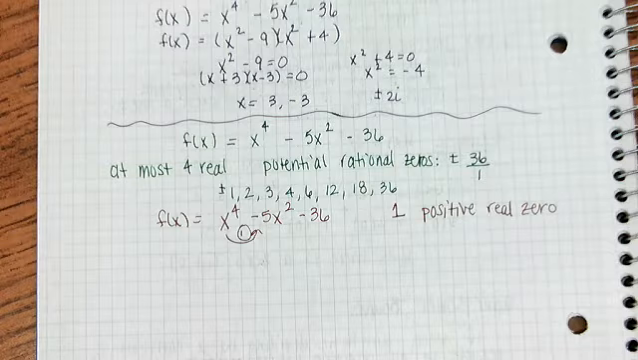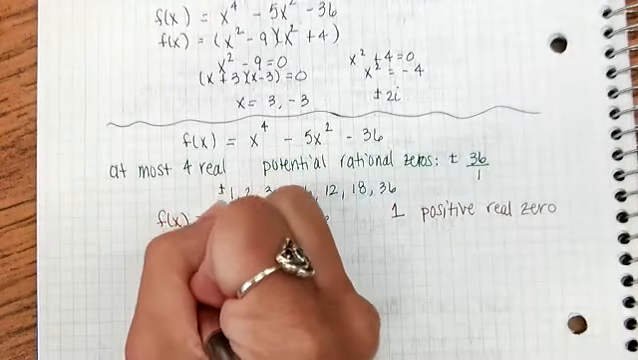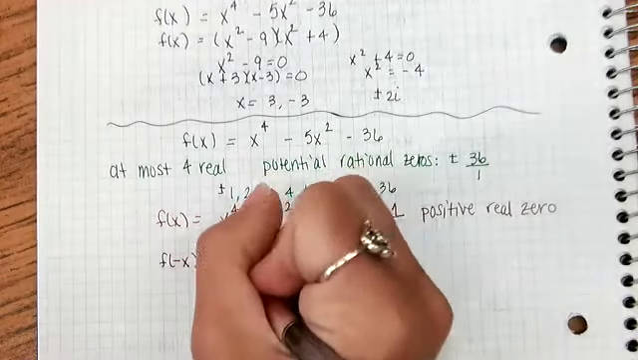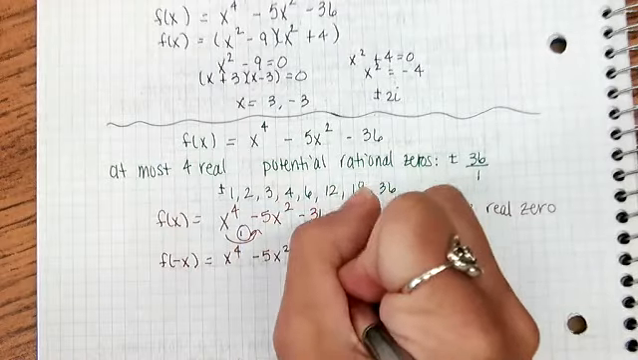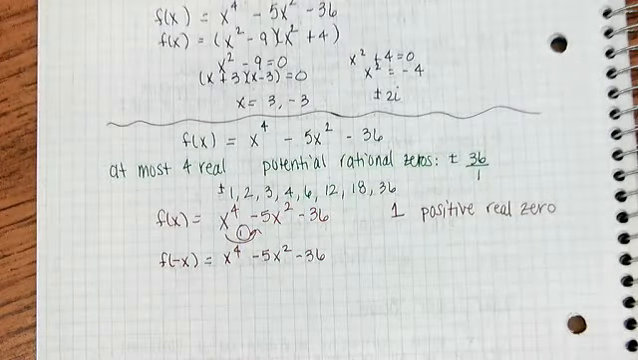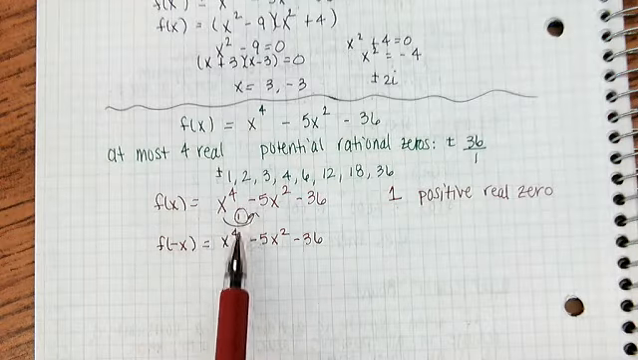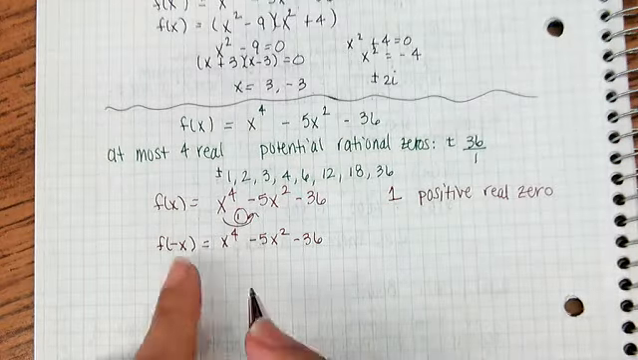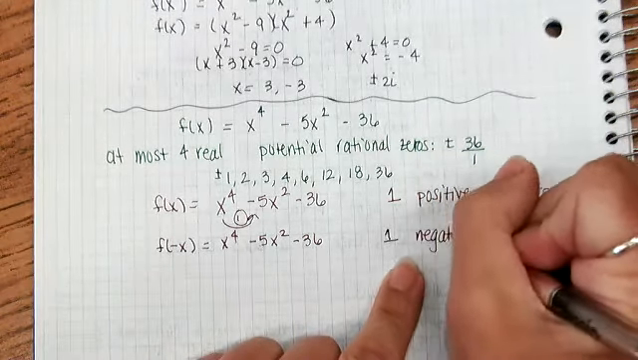It might be irrational. It might be the square root of 2. It might be 3 plus or minus the square root of 29 over 7. The f of negative x is x to the 4th minus 5x squared minus 36. It's actually the same as the function, which tells you that this is even. The f of x is the same as the f of negative x. This is an even function. 1 sign change, which means there is 1 negative real zero.